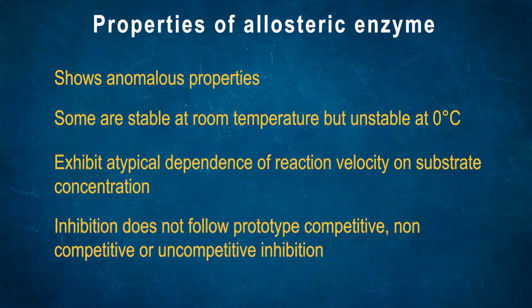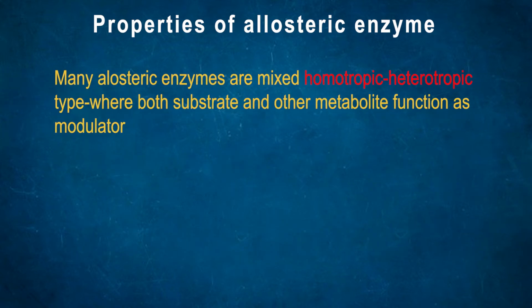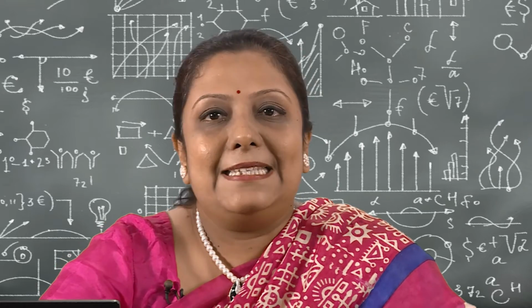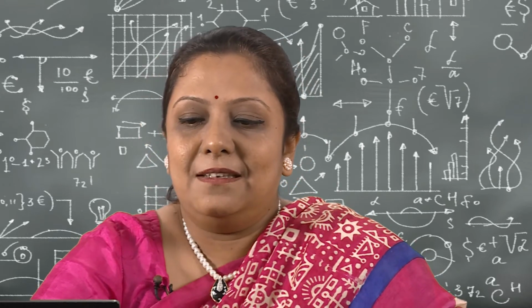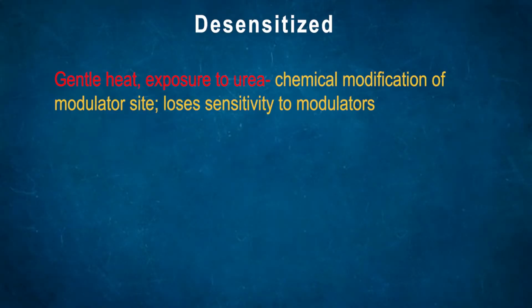Inhibition of them does not follow prototype competitive inhibition, non-competitive inhibition or uncompetitive inhibition. Many allosteric enzymes are mixed homotropic-heterotropic type where both substrate and other metabolites function as modulators. Desensitization. Sometimes exposure to gentle heat or urea can do chemical modification of the modulator sites. So, it loses sensitivity to modulators.